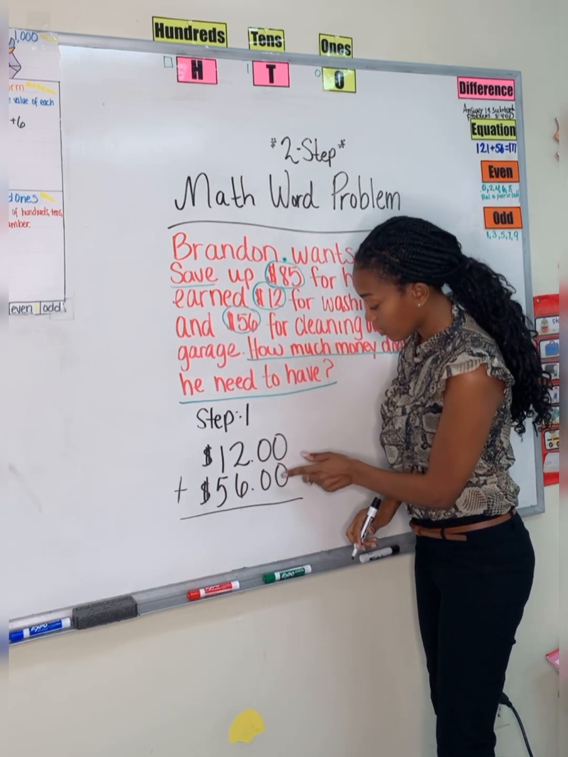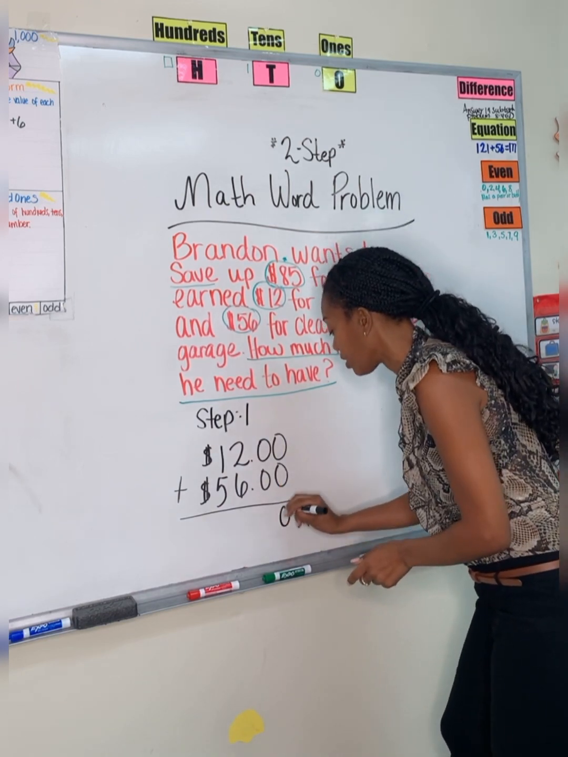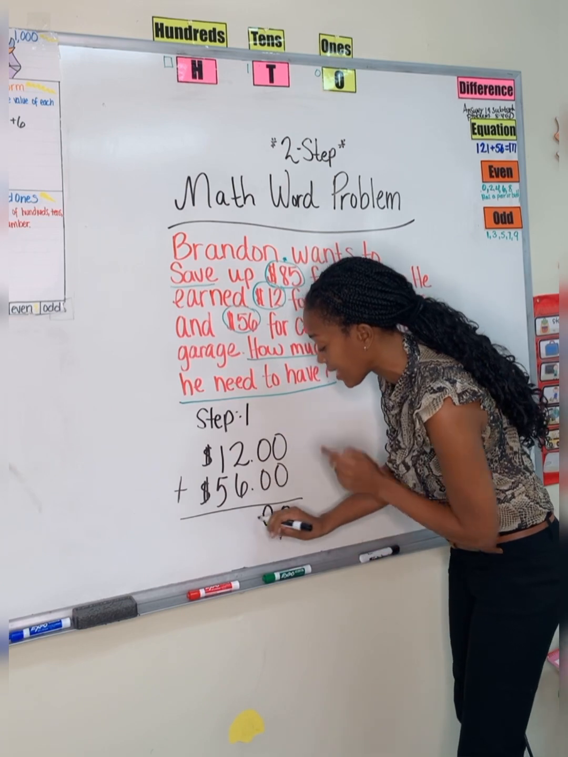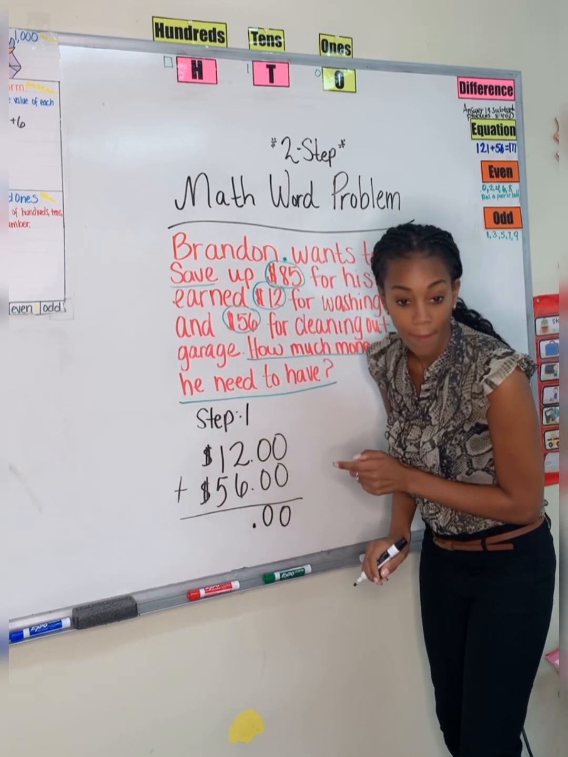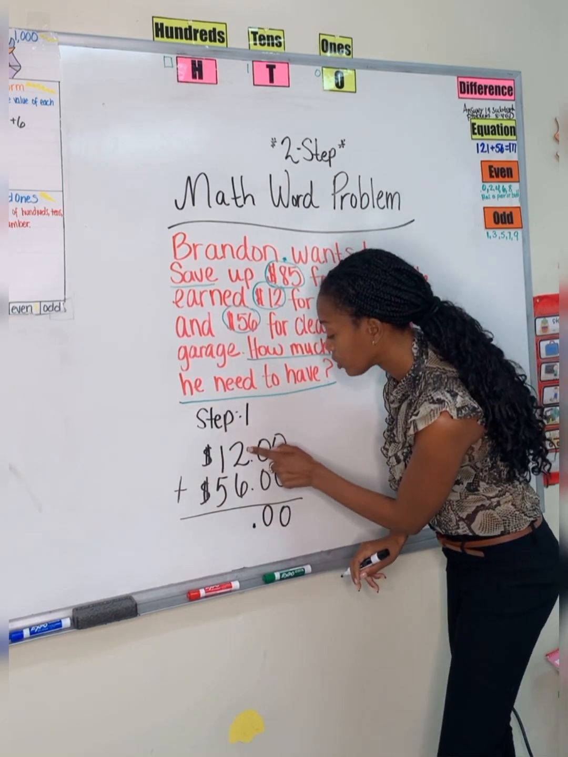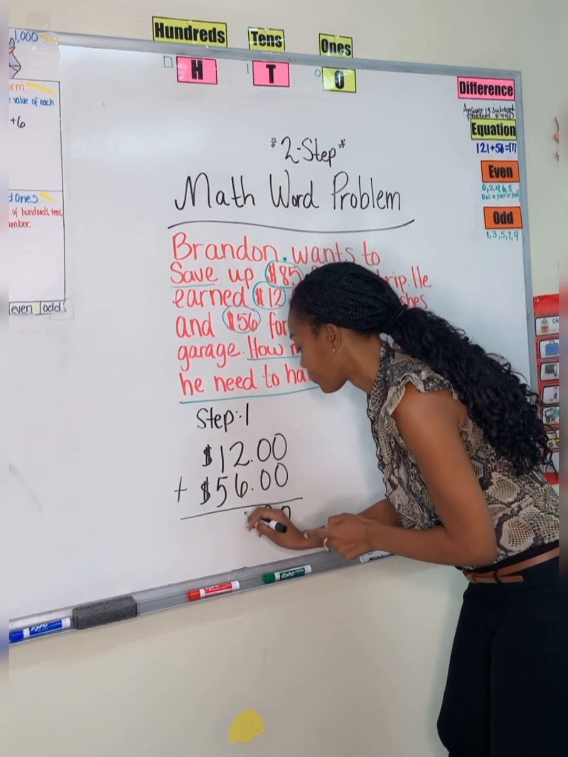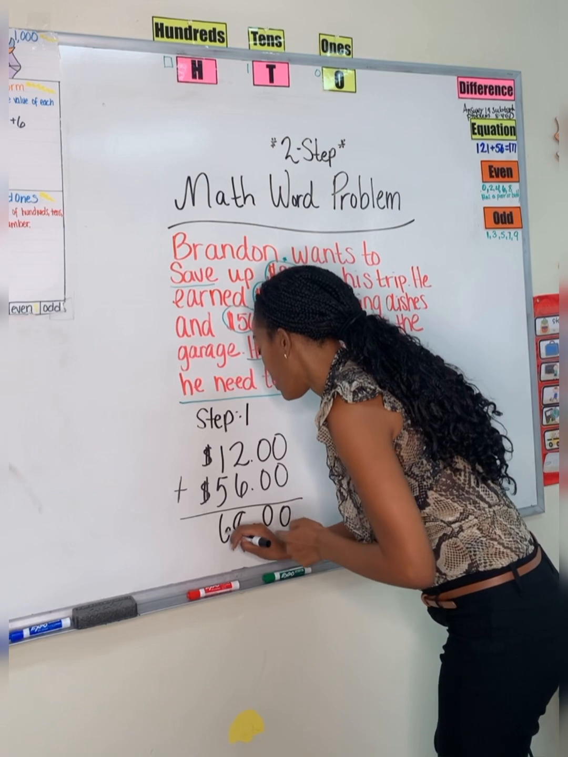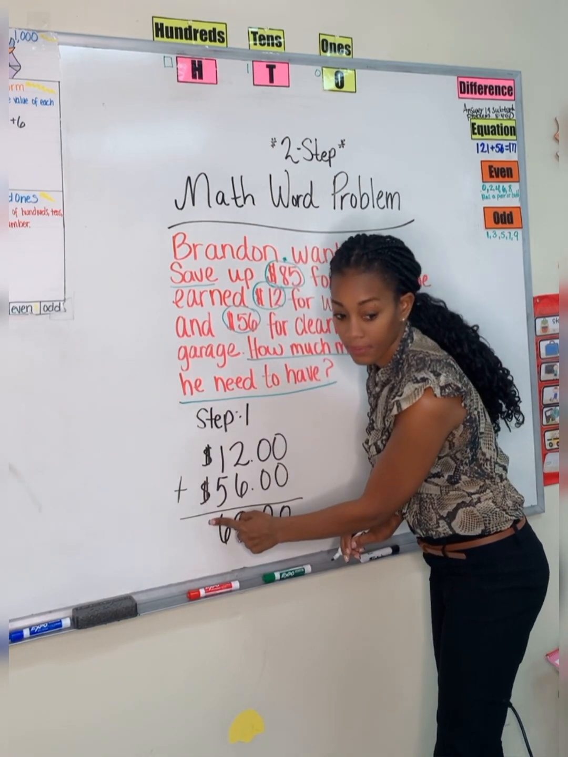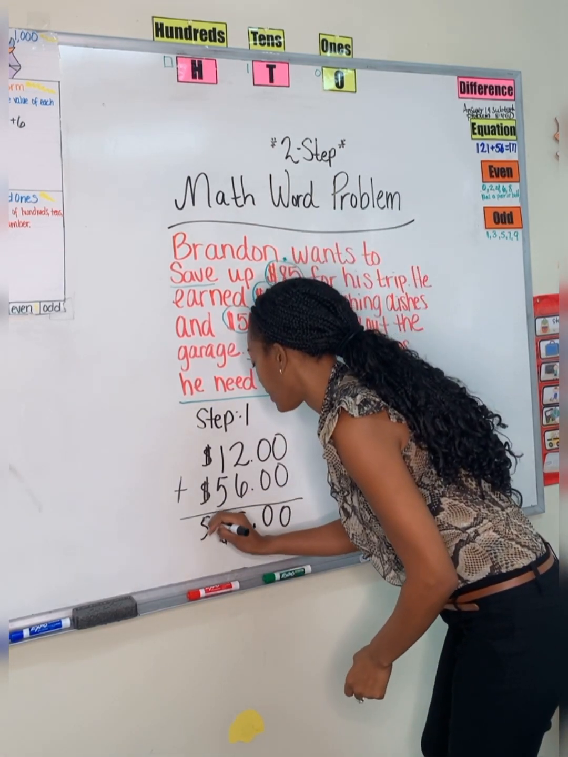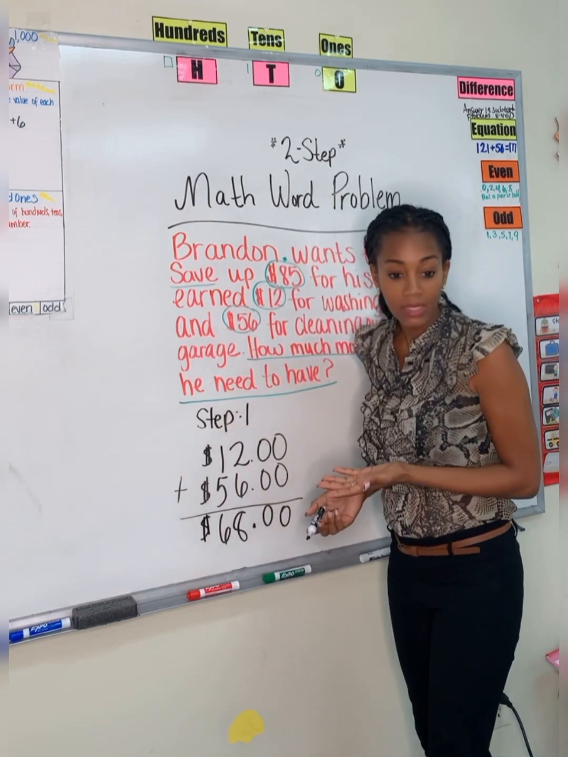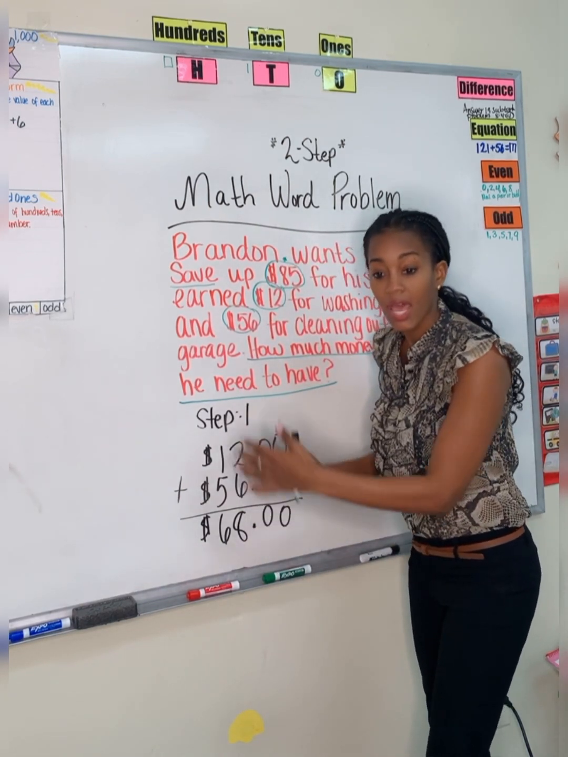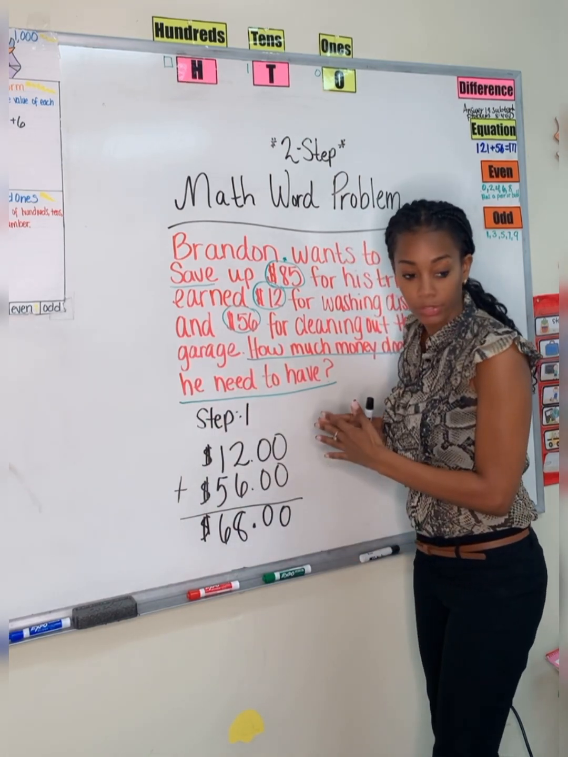So I'm going to add 0 plus 0, which is 0. 0 plus 0, which is 0. I'm going to put my decimal right back in that place. Okay? What's 2 plus 6? 8. What is 1 plus 5? 6. And then what do I put right here? The money sign. The dollar sign. Am I done? No. No, I'm not. Now I need to take this information and move it on to step number 2.